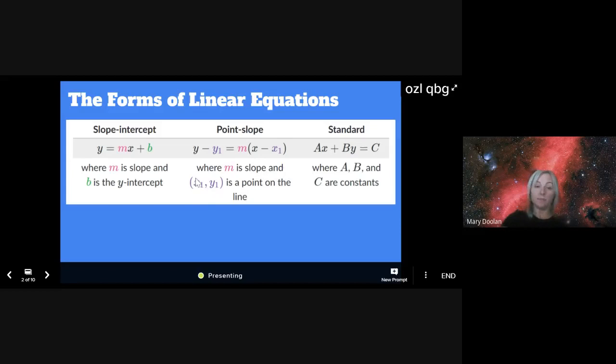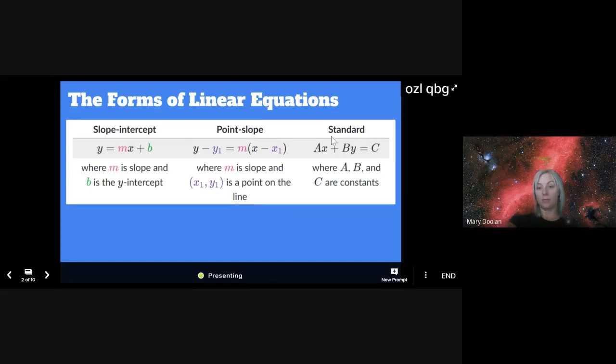And the point x1, y1, so they're giving you some random point. If you know a point and you know the slope, you can graph the line. If you can graph the line, you can write the equation, and if you can write the equation, you can graph the line. So it goes both ways. The way you figure out what point is on the line from point slope form is that what's being subtracted here is the y coordinate, and what's being subtracted here is the x coordinate.